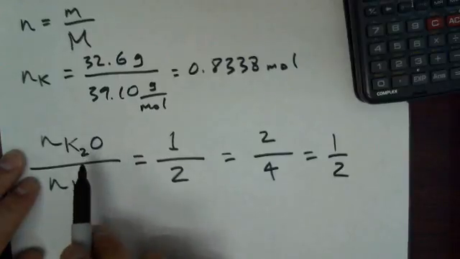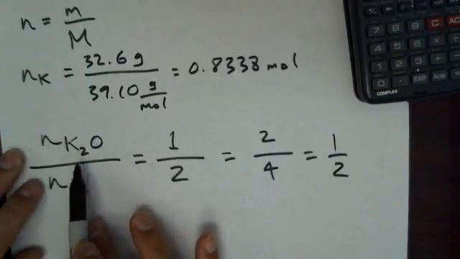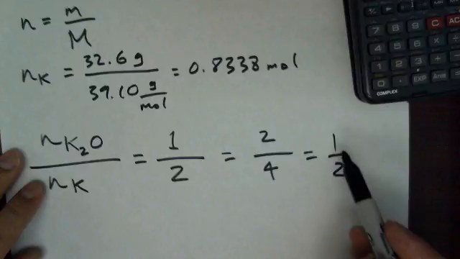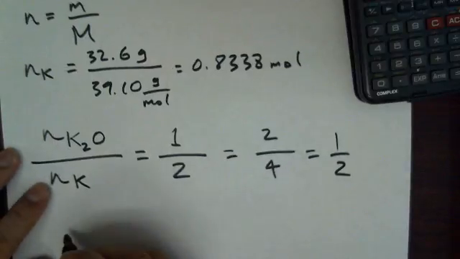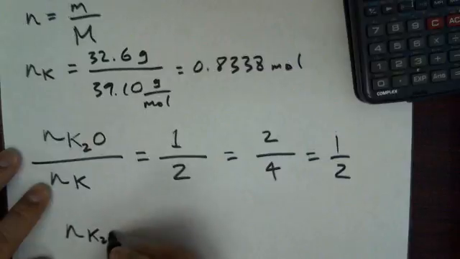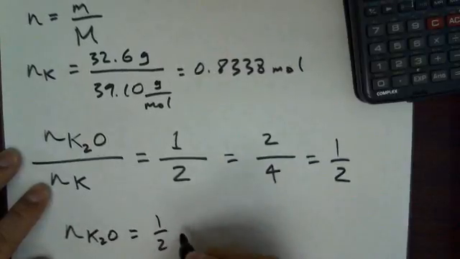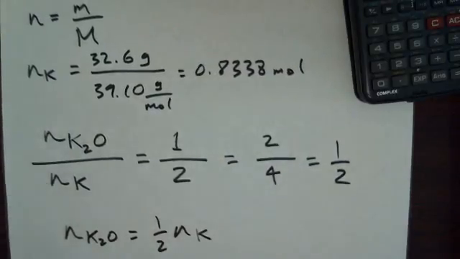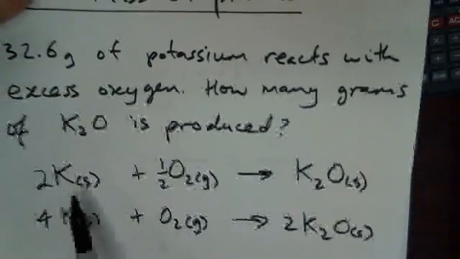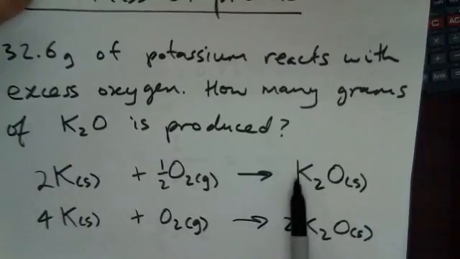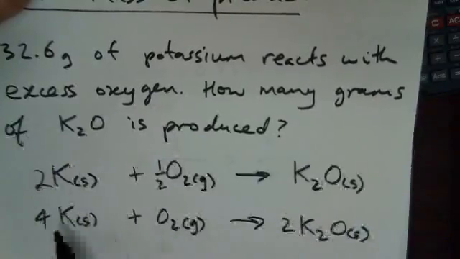So if I just look at the number of moles of potassium oxide divided by the number of moles of potassium being 1 over 2, I can multiply both sides by the number of moles of potassium, and that would give me that the number of moles of potassium oxide is going to equal 1/2 the number of moles of potassium. And again, if we go back here, that's what we can see is happening, that this is half as much as this, and this is half as much as this.